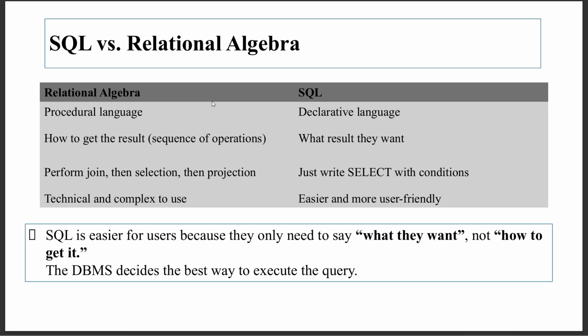When it comes to relational algebra, we consider how to get the result, that is, a sequence of operations. Here we deal with complex relational operations like union, intersection, join operations, everything. When we write a query using relational algebra, first we are supposed to perform the join, then selection, and then the projection. I'll be telling in detail about selection and projection in upcoming videos. As of now, let us know the difference between relational algebra and SQL. Relational algebra is very technical and complex to use.